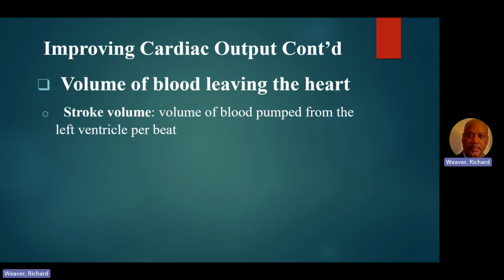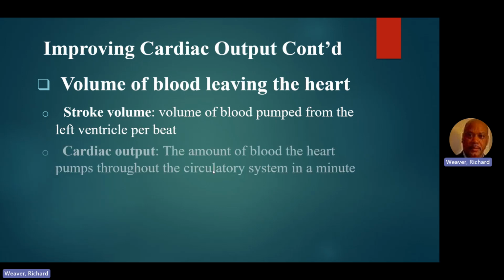All right. Now, there are some other terms that we use to measure the volume of blood leaving the heart. The first one is known as stroke volume, and this is the volume of blood that is pumped from the left ventricle per beat, and that amount is between 60 and 100, or the normal amount. The next one is cardiac output. This is the amount of blood the heart pumps throughout the circulatory system in 1 minute, and that value is between 4 and 8 liters per minute.